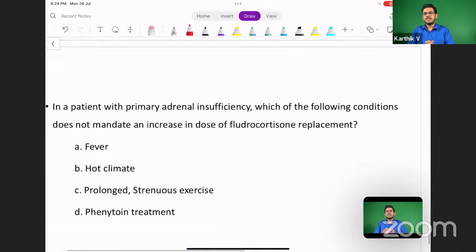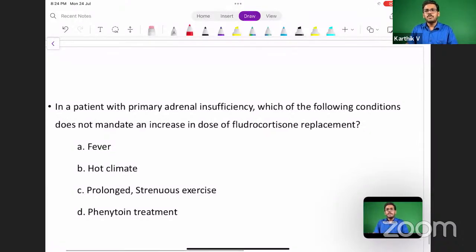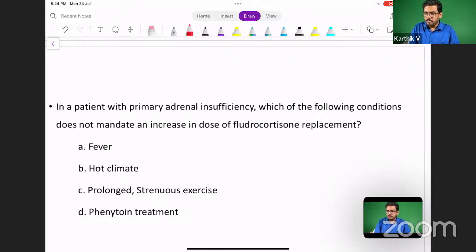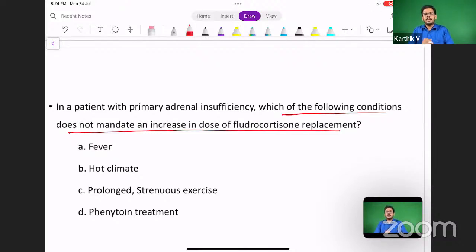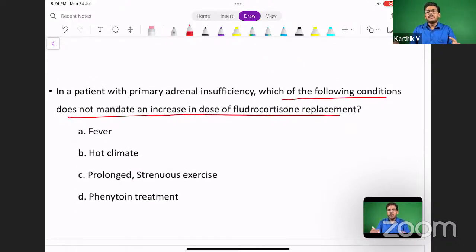So coming to the last question of today's discussion. In a patient with primary adrenal insufficiency, which of the following conditions does not mandate an increase in fludrocortisone replacement? So in effect, the question is asking which are the conditions where you require higher doses of mineralocorticoids? So in our body, there is no compensatory increase of mineralocorticoids during fever. During fever and stress, there is a 2 to 3 fold increase in the glucocorticoid production, but no such increase is mirrored in mineralocorticoids.